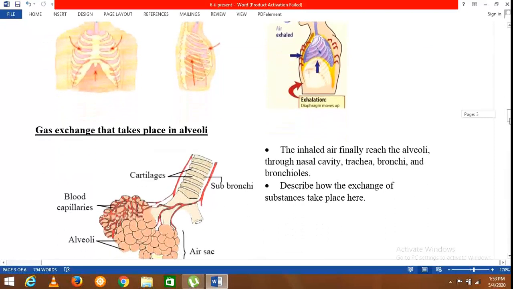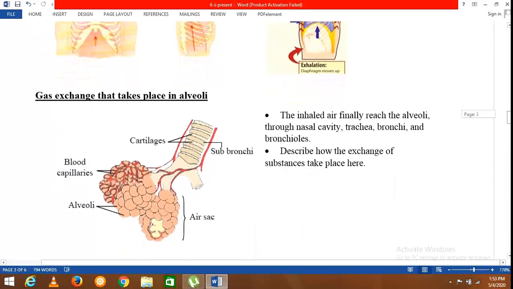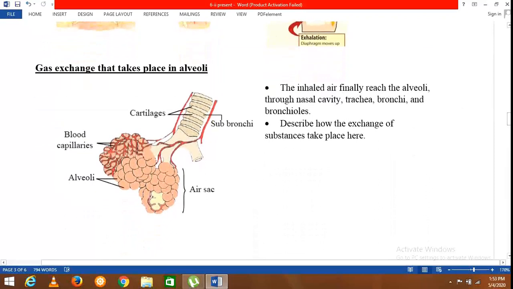Then we'll move on to the gas exchange that takes place in alveoli. That is the second stage. So here you are shown the bronchiole. The bronchioles are further divided and they end up with these air sacs which contain alveoli. Singular is alveolus. Actually, this is like a bunch of grapes, and these structures are there to increase the surface area to make the gaseous exchange more effective.